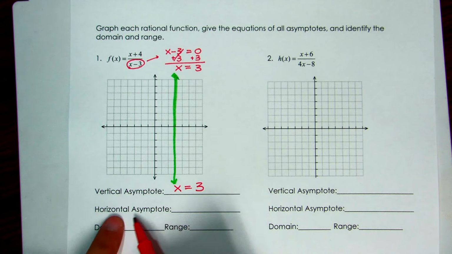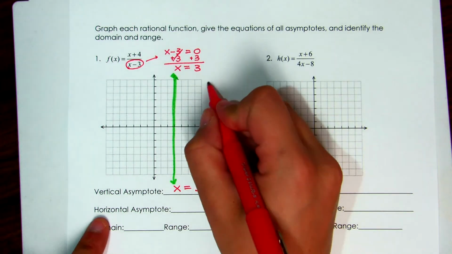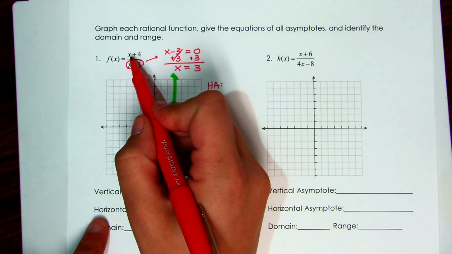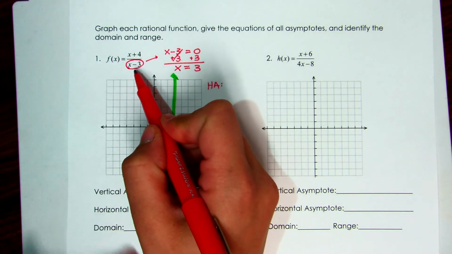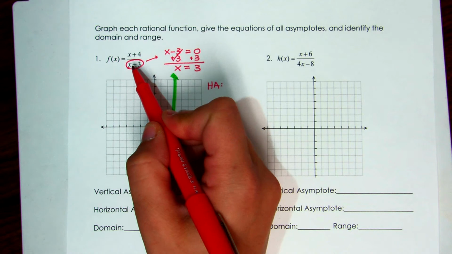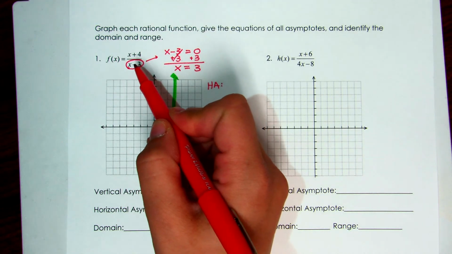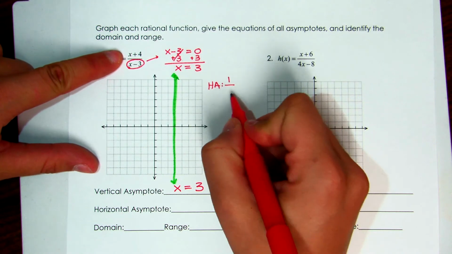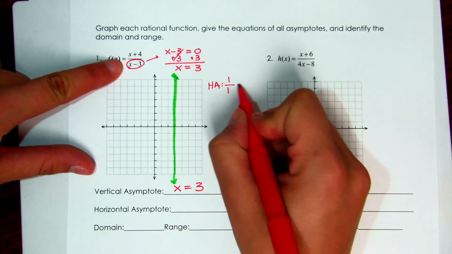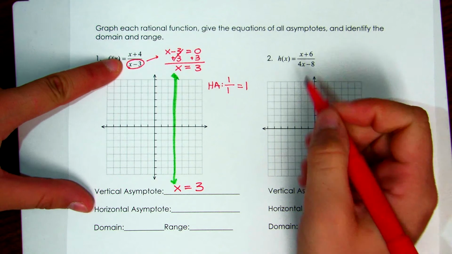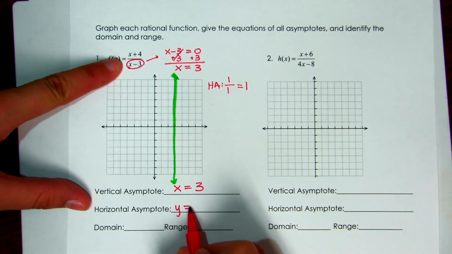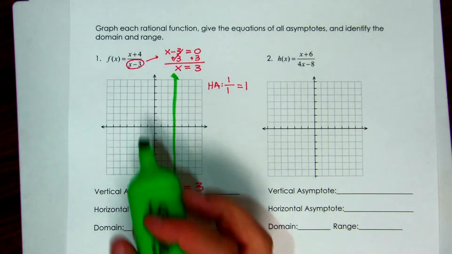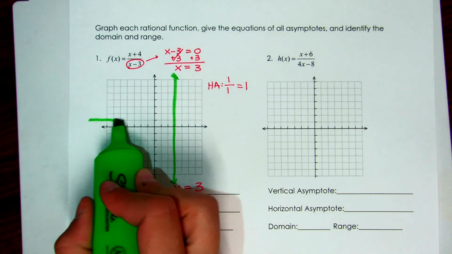Then I have to find my horizontal asymptote. Since I have x to the first power on top and x to the first power on the bottom, it's just the ratio of the coefficients. So the number in front of the x on top is a 1. The number in front of the x on the bottom is a 1. So my horizontal asymptote is going to be y equals 1. So horizontal, left to right through y is 1.